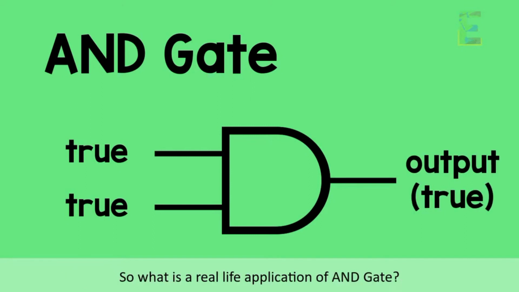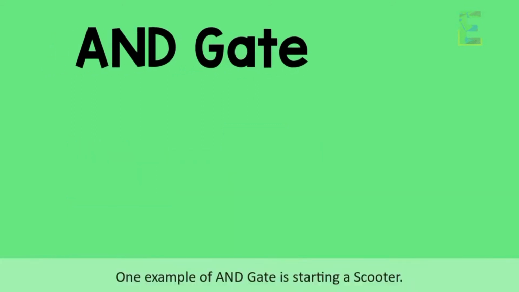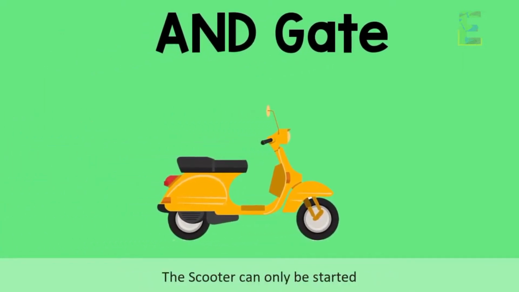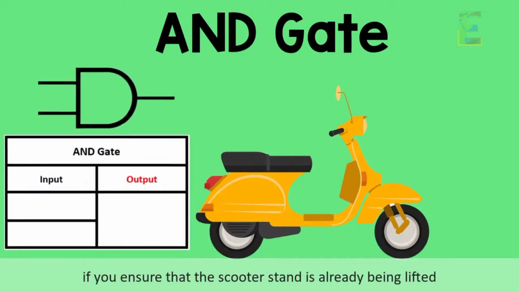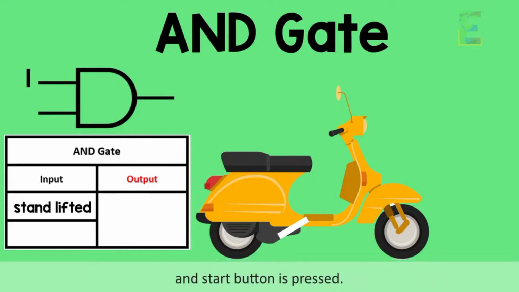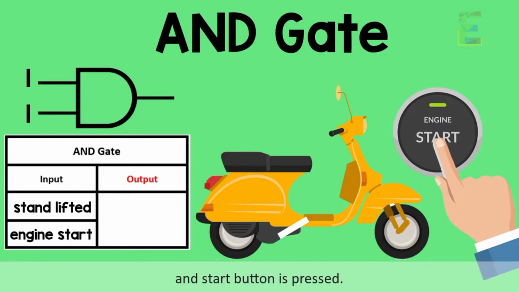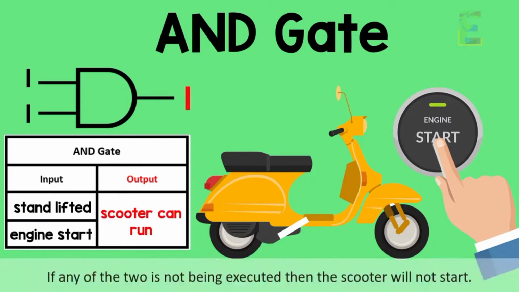So, what is a real-life application of an AND gate? One example of an AND gate is starting a scooter. The scooter can only be started if you ensure that the scooter stand is lifted and the start button is pressed. If either of the two is not satisfied, then the scooter will not start.